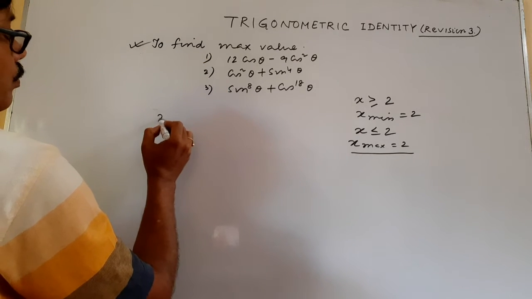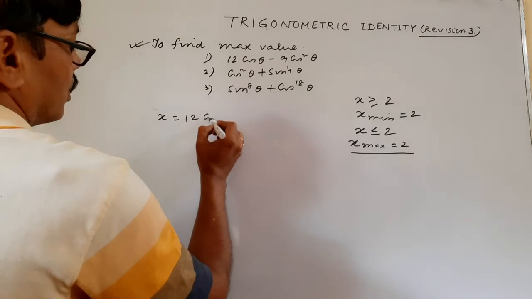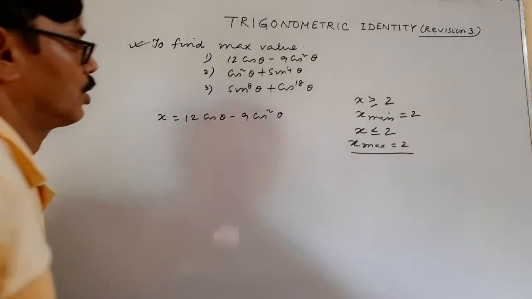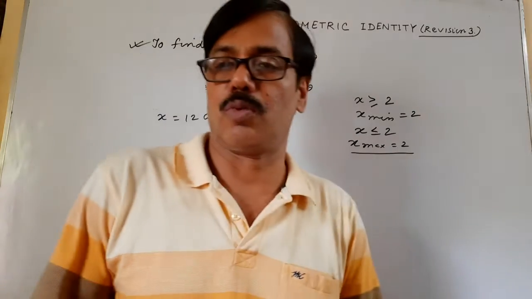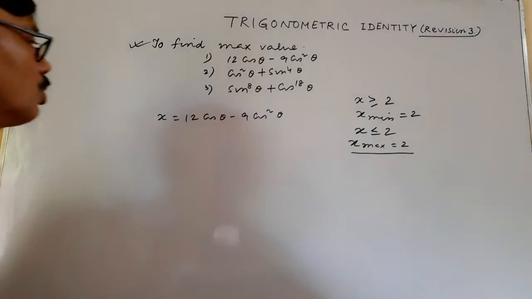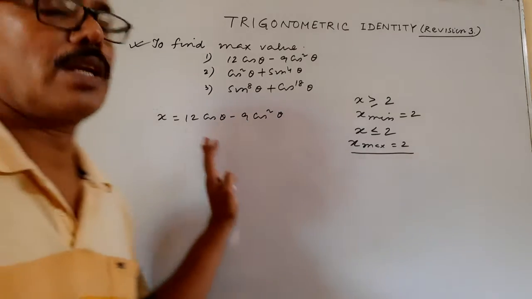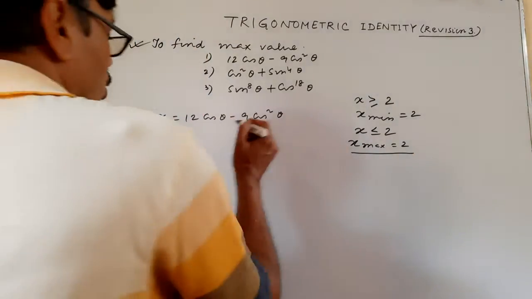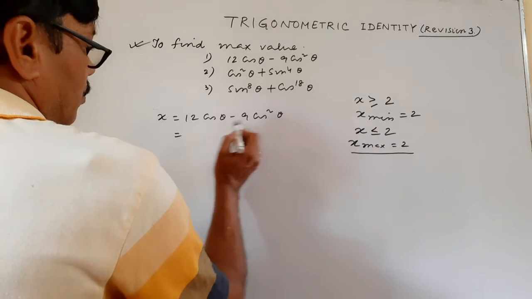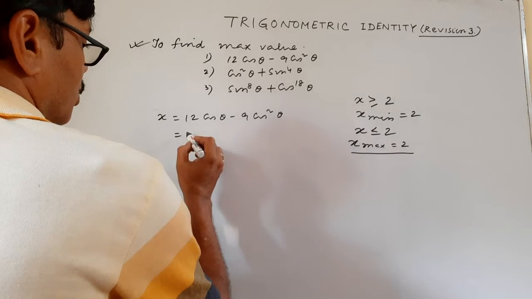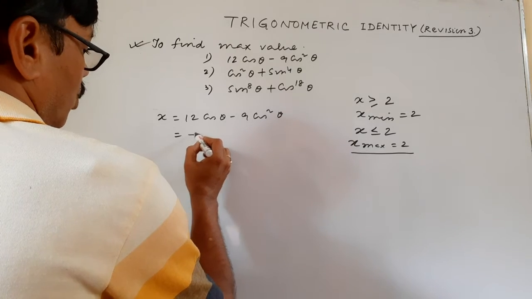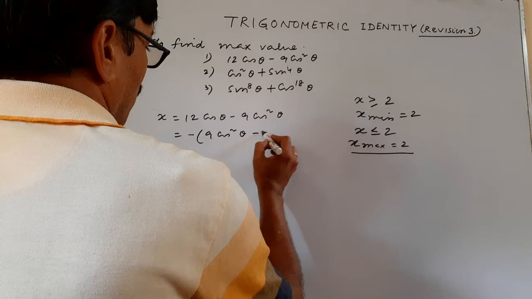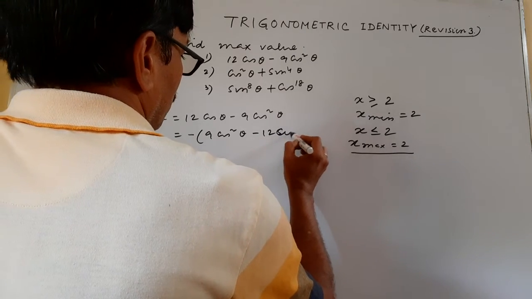x equals 12 cos theta minus 9 cos square theta. So look, they are not reciprocal values, so we want to express x as a square term. This one is negative and this is the highest power. So take minus 9 common: minus 9 cos square theta minus 12 cos theta.